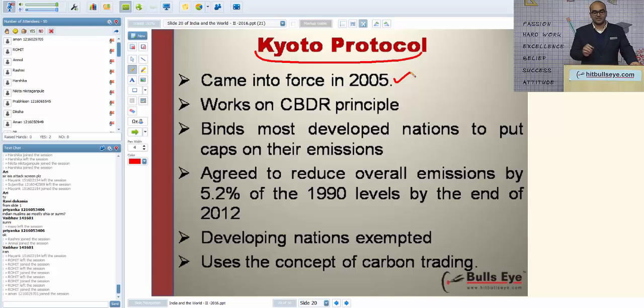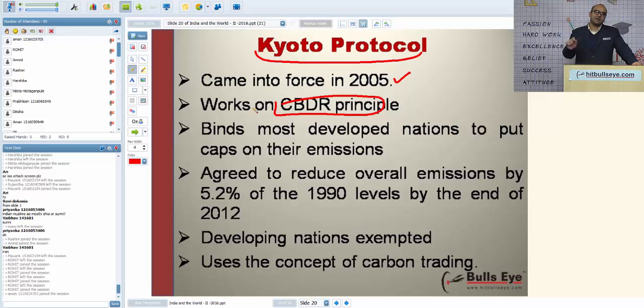The basic principle behind it was CBDR, that is common but differentiated responsibilities. So all the countries who signed the Kyoto Protocol agreed that global warming is a problem and solving that problem is a common responsibility. However, the key factor here was they realized that not all the countries are equally responsible for global warming.